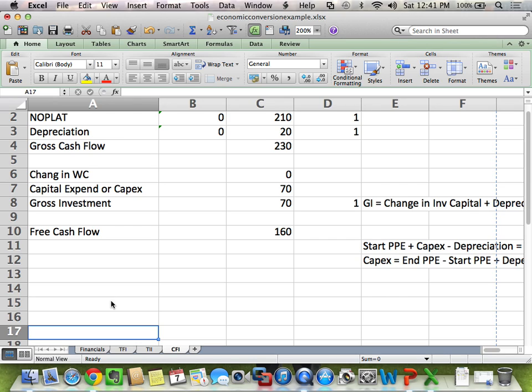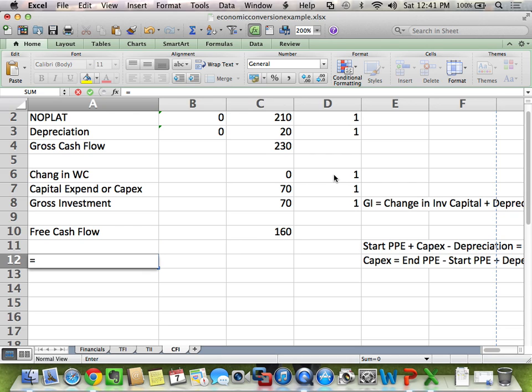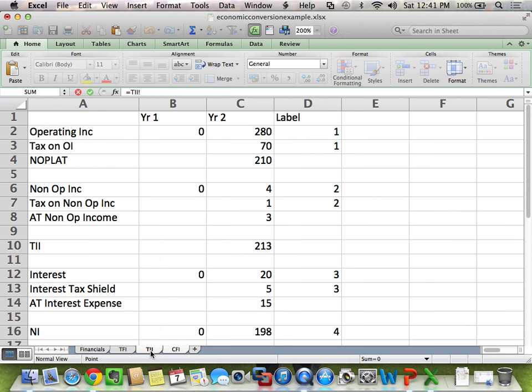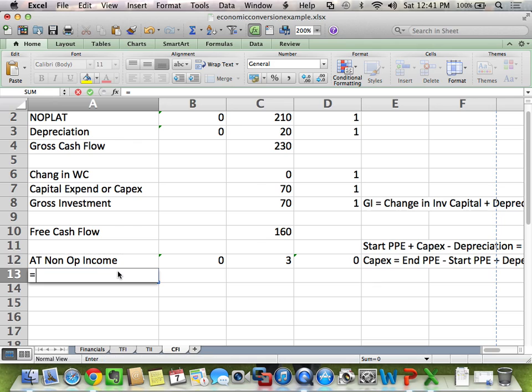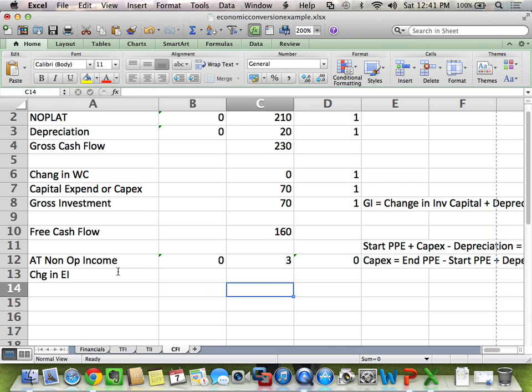All right, back to this. So I got my ones. These are my ones. And that's my free cash flow. Now I need to do my twos. Same process. So twos equals TII, start with the income statement, after tax non-operating income. And then I look at any change in twos, so change in equity investments.